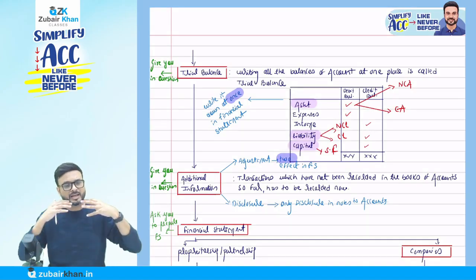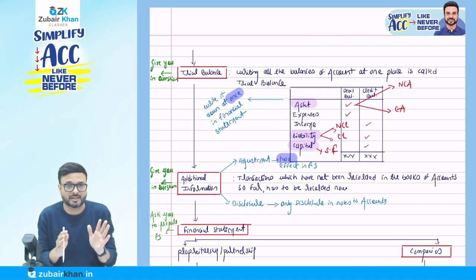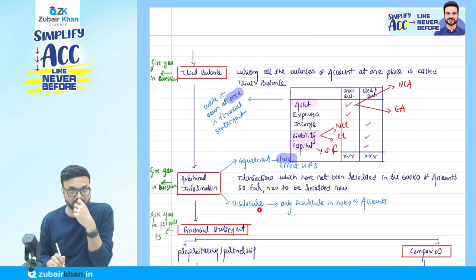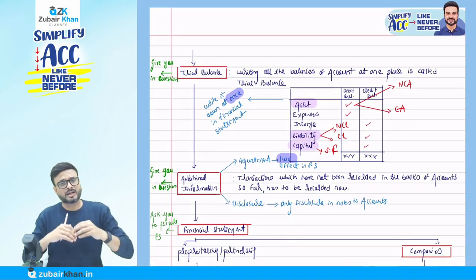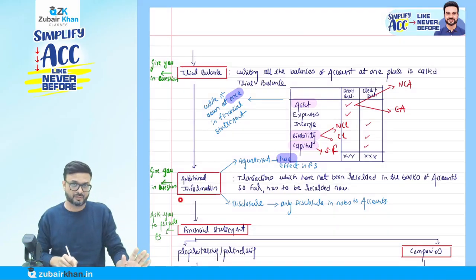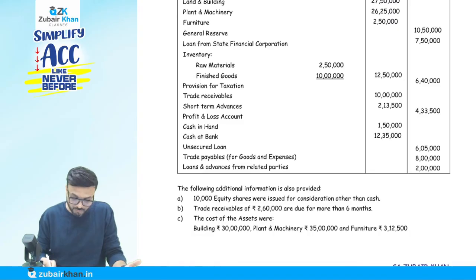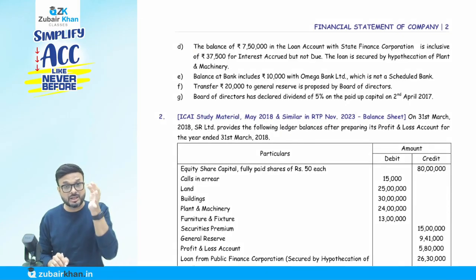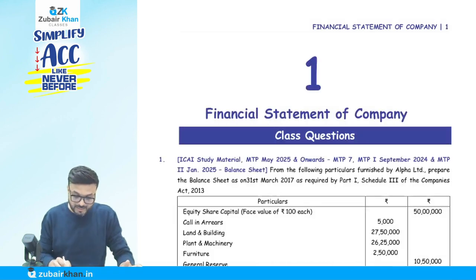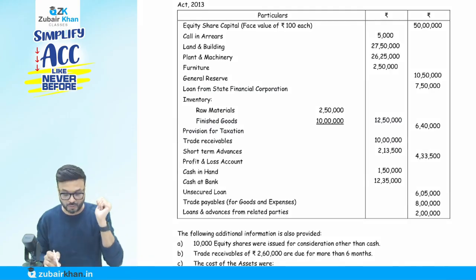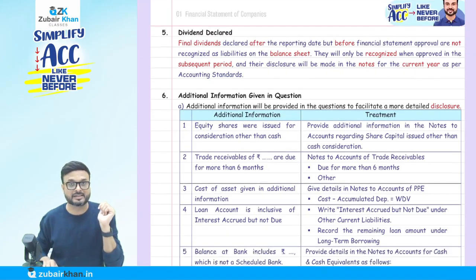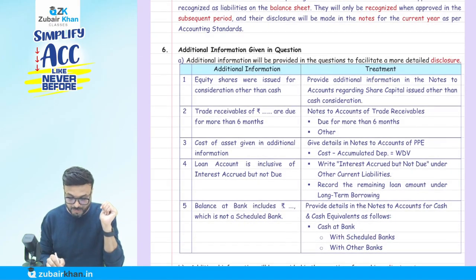But don't worry, even though we have not yet discussed some disclosure points, like issue of shares for consideration other than cash, we will solve this question. When these additional points come, I will discuss each of them in detail with you. At the same time, to make it simple for you, in my concept book all the adjustments are given in one place. You can see here, additional information given in the question.